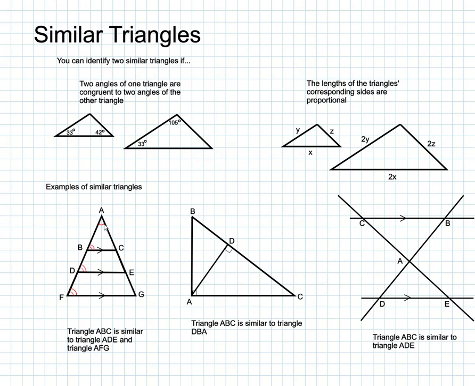In the middle example, we have triangle ABC is similar to triangle DBA. This one's a little trickier to identify, but if you start recognizing these, then it'll make your life a lot easier when you come across a question that looks like this. So I'll prove that these are similar. Angle BAC is a right angle.